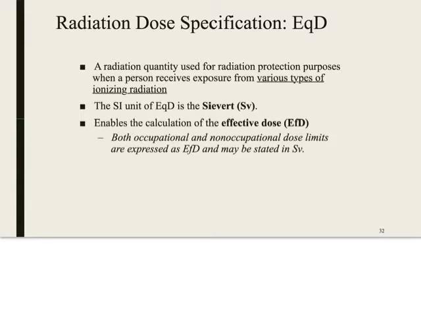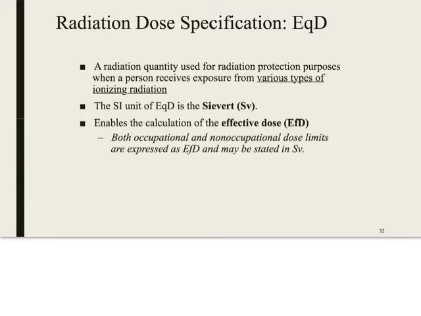But let's talk a little bit about how we're going to quantify these doses, right? So we've talked about the difference between particulate versus electromagnetic, and now we're going to talk about why that's significant when we're talking about dose, okay? So the radiation quantity used for radiation protection purposes, when we talk about how it relates to the various types of ionizing radiation, whether it's particulate or electromagnetic, we are talking about an equivalent dose. We're saying you received this exposure, but it was from an alpha particle.